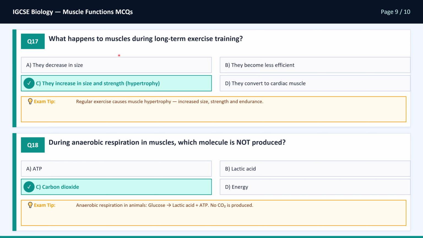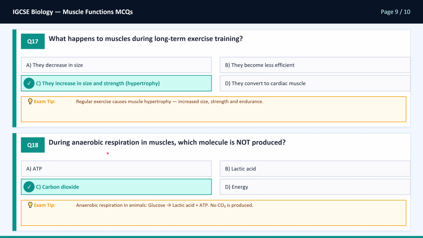Question 17. What happens to muscles during long-term exercise training? Option A, they decrease in size. Option B, they become less efficient. Option C, they increase in size and strength. Hypertrophy. Option D, they convert to cardiac muscle. The correct option is option C, they increase in size and strength. Hypertrophy. Regular exercise causes muscle hypertrophy: increased size, strength, and endurance.